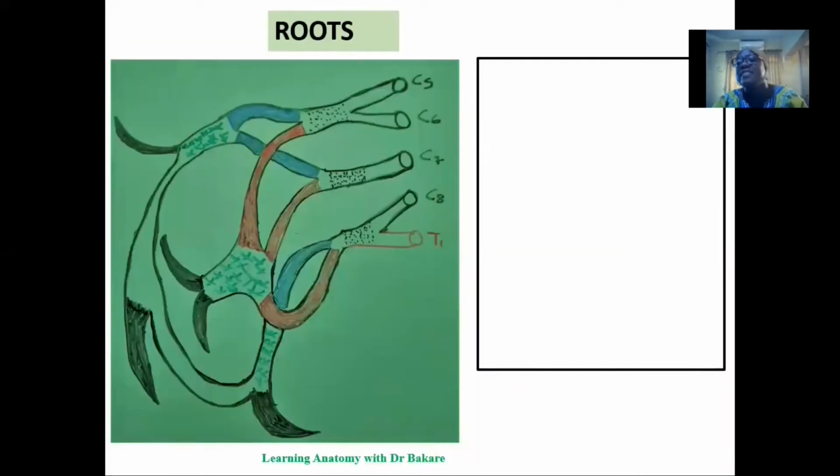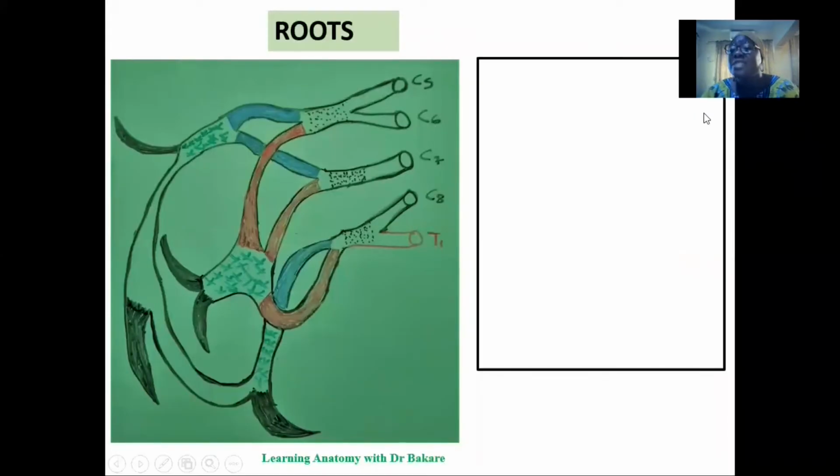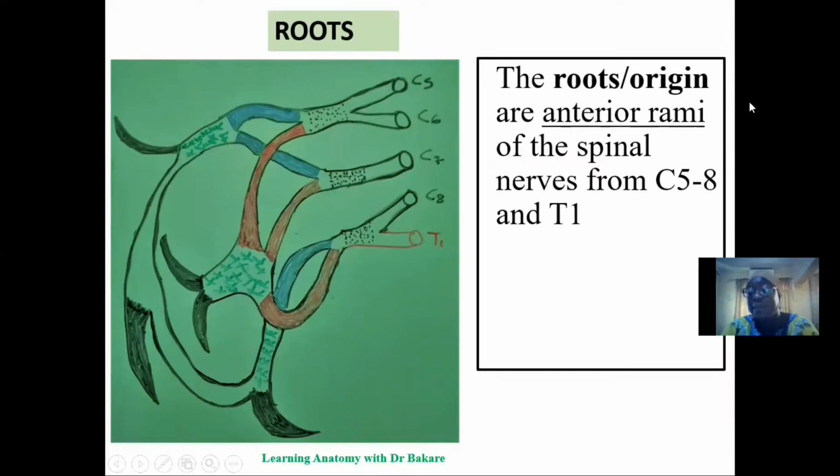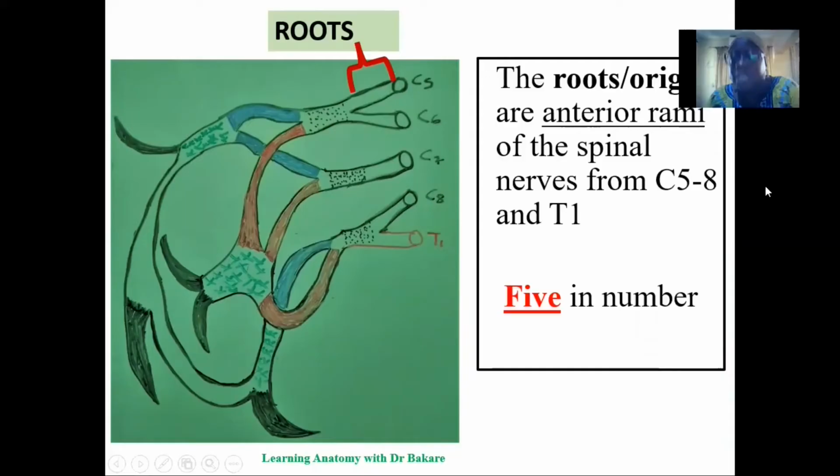So let's dive into the root and see what the root entails. We've said that the root is the origin of the brachial plexus, and it is formed from the anterior rami of the spinal nerves, which range from C5 to C8 and also T1. That means the roots are 5 in number. So we have C5, C6, C7, and C8 cervical spinal nerves, and also the first thoracic spinal nerve.